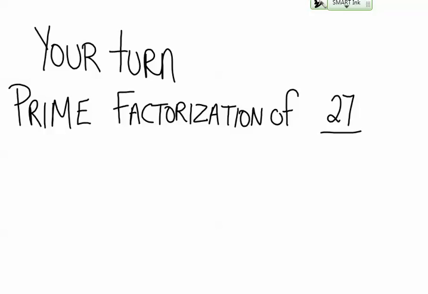Okay, your turn. I want you to find the prime factorization of 27. So start from scratch, do the prime factorization of 27, go ahead and hit pause, and then when you think you have it, hit play, and we'll see if you're right.